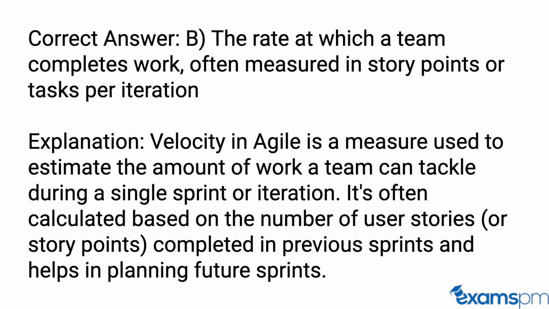Correct answer: B. The rate at which a team completes work, often measured in story points or tasks per iteration. Explanation: Velocity in Agile is a measure used to estimate the amount of work a team can tackle during a single sprint or iteration. It's often calculated based on the number of user stories or story points completed in previous sprints and helps in planning future sprints.